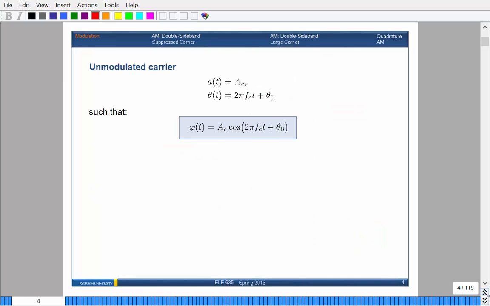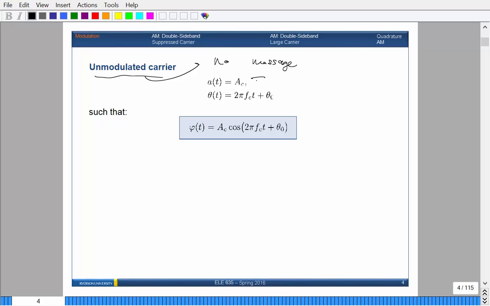Okay? All right. So this is what happens when you have what's known as an unmodulated carrier. What this means is that you just simply have no message. It's just a cosine by itself. You're not sending any information. It's just a straight-off cosine. There's no message associated with the actual carrier.